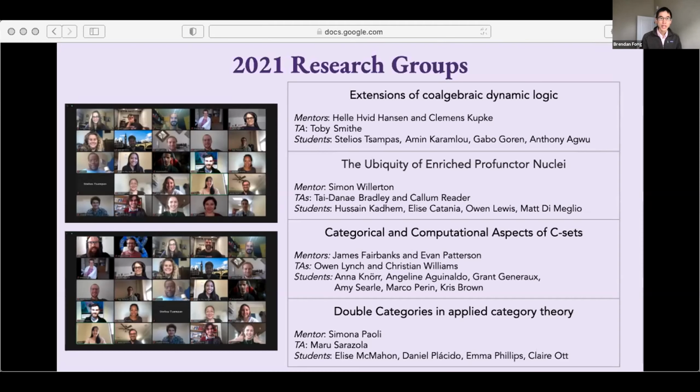The groups will be presenting, each group around 20 minutes, I think roughly in this order. And so without further introduction, let's get into it. The first talk will be by Stelios Tsampas from the coalgebraic dynamic logic group, mentored by Helle Hansen and Clemens Kupke. And the talk is titled Safety for Bisimulation for Coalgebraic Dynamic Logic.